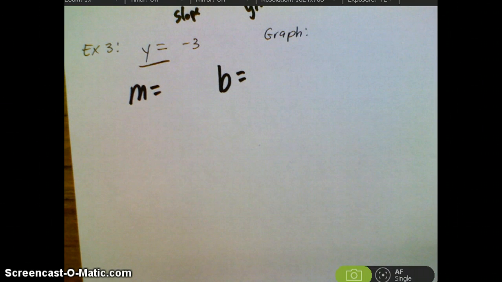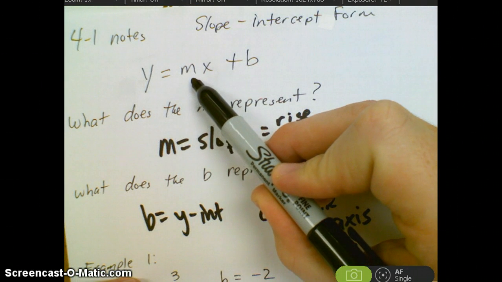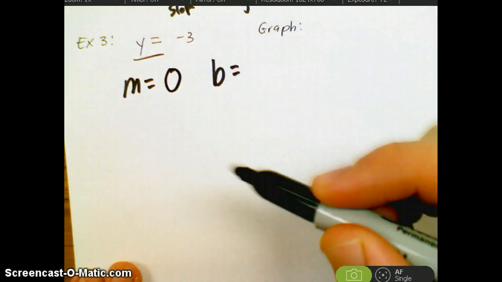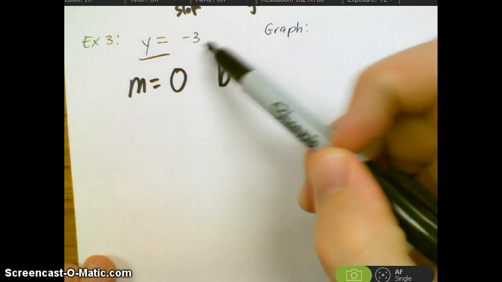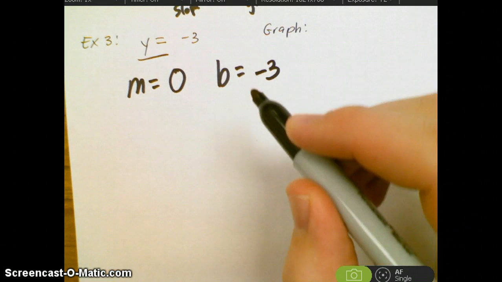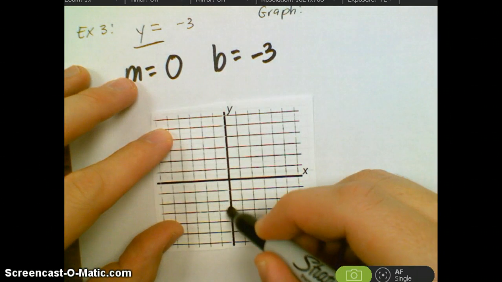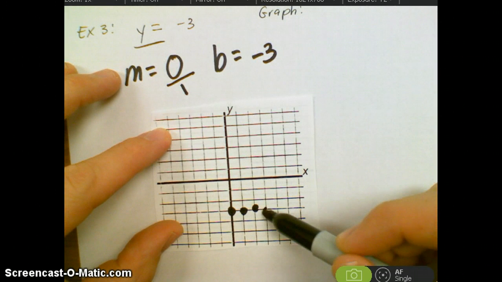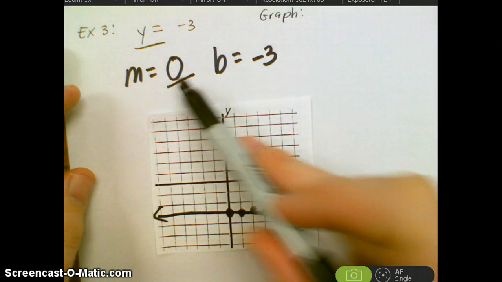Well, if we go back to our equation, the number in front of the x is the slope. But there is no x. So if there is no x, 0 times x is 0, so we don't have to write it. So 0 is our slope. And our b is the number that's by itself, so negative 3. And now when we graph this, we know we go down 3, 1, 2, 3, and put a dot, and our slope is 0 over 1. So we go up 0 over 1, up 0 over 1, up 0 over 1, up 0 over 1. And we have our graphed line there with the slope and the y-intercept.